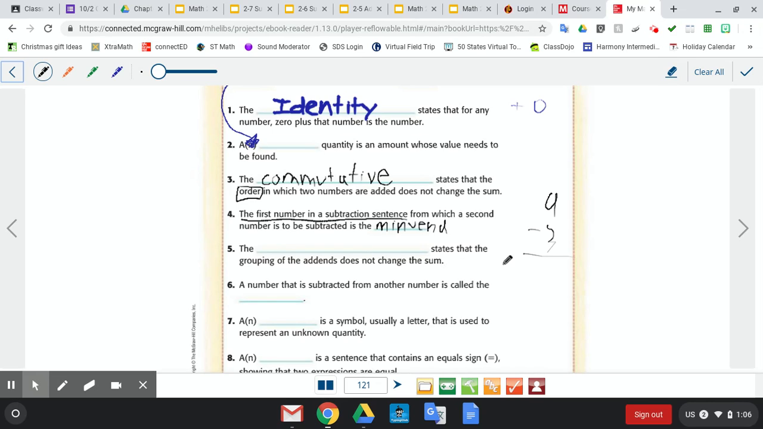The blank states that the grouping of the addends does not change the sum. Again, here is an awesome keyword for you to look for when we're talking about properties. Grouping is talking about those parentheses. Which property uses parentheses? That would be the associative property.